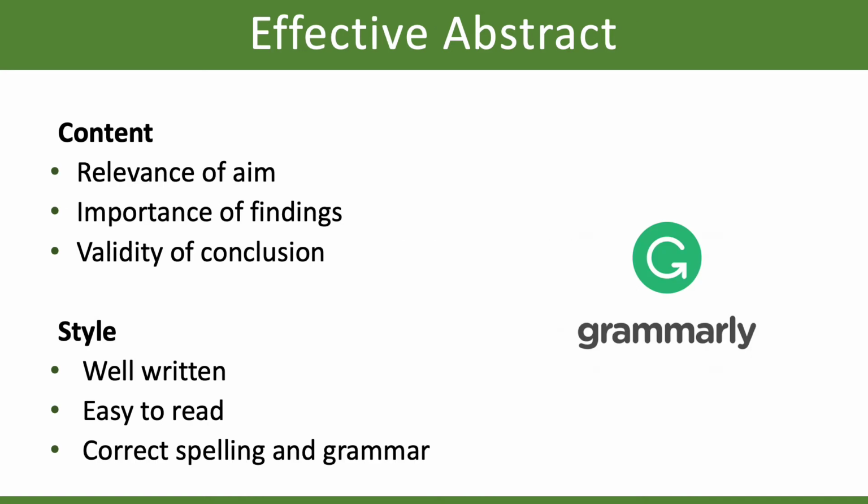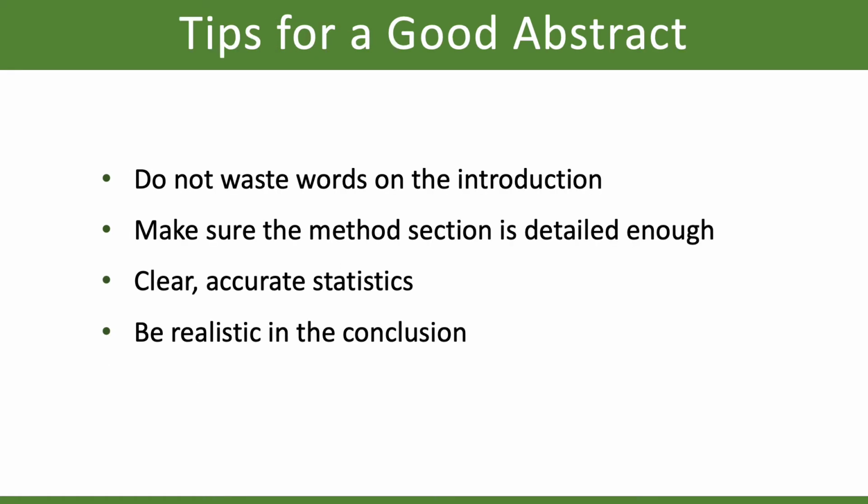An effective abstract should have the following qualities. In terms of content, it should convince the readers of the relevance of the aim, the importance of findings, and the validity of the conclusion. In terms of its style, it should be well written, easy to read, and it should contain correct spelling and grammar. If anyone has access to Grammarly, this can often be quite a good tool in terms of checking spelling and grammar in academic writing, such as abstracts and manuscripts.